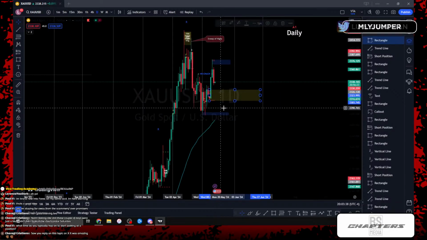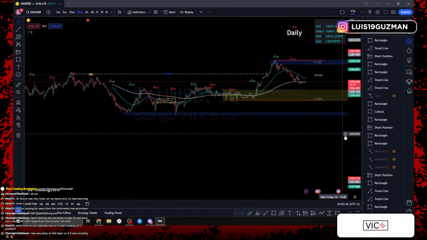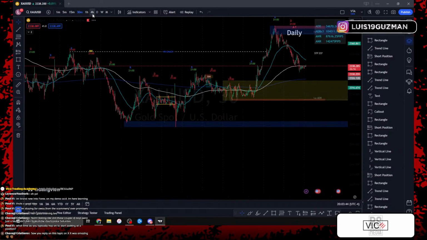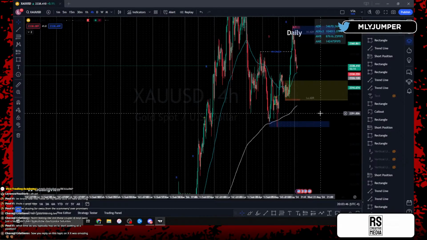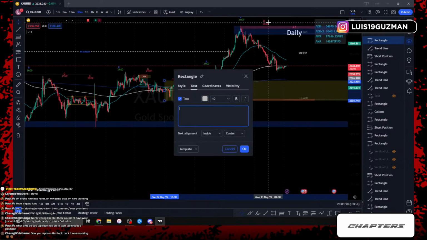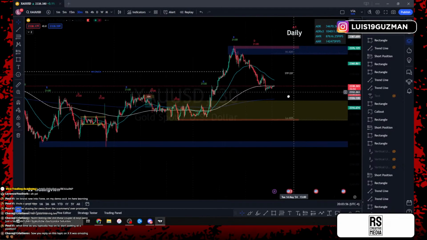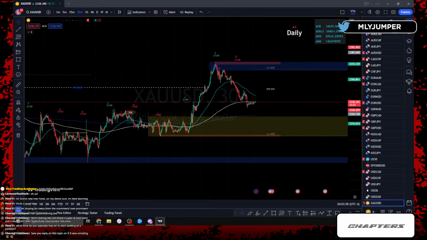So red, red, green. Waiting to see what price wants to do. Do we want to give a little pullback into the zone? Could happen. This is a daily engulfing. So still going to wait it out.